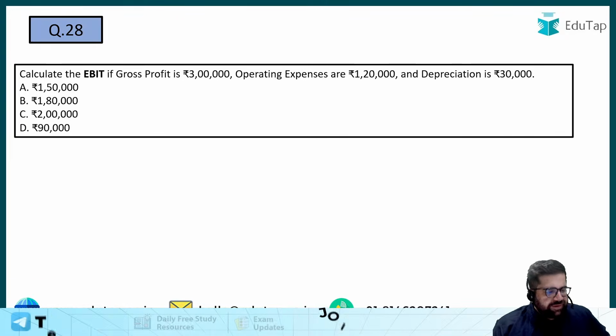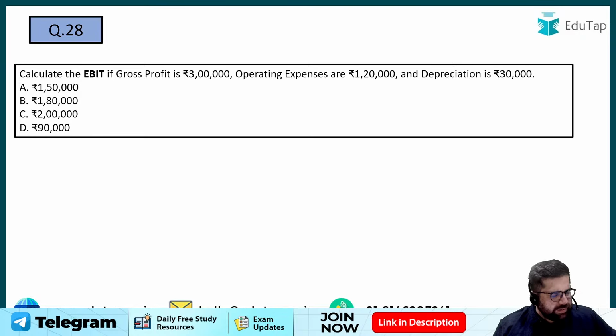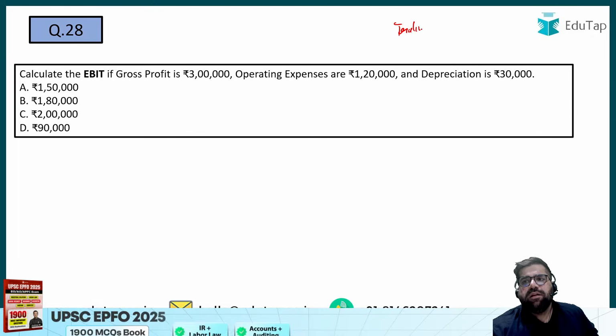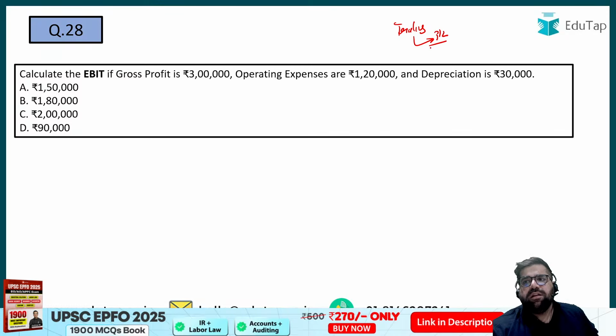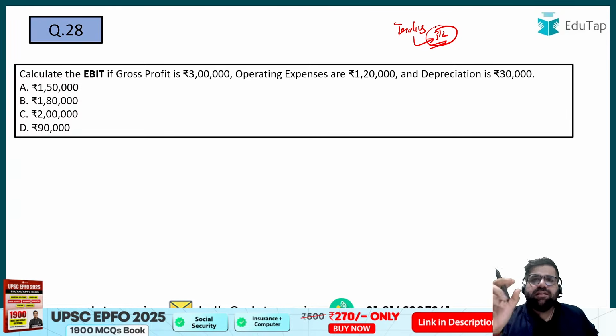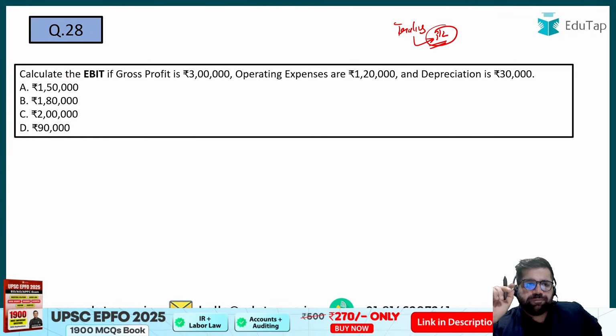Question number 28. Trading and P&L are same? No. Trading is a part of P&L. So major P&L याद रखना है, उसके अंदर एक छोटा सा अकाउंट होता है ट्रेडिंग.